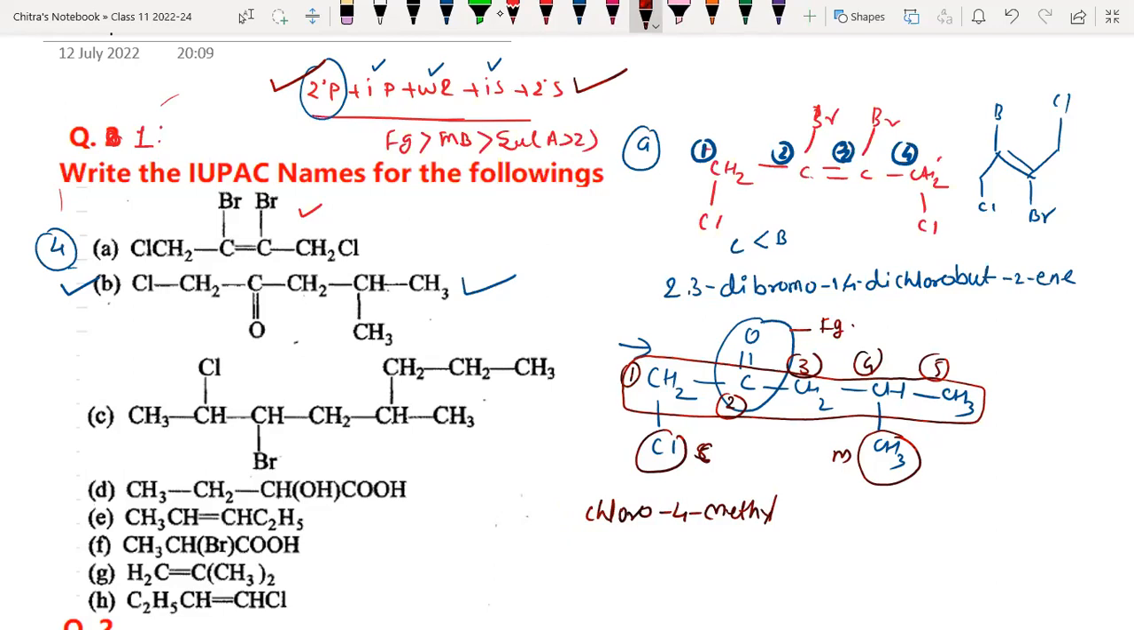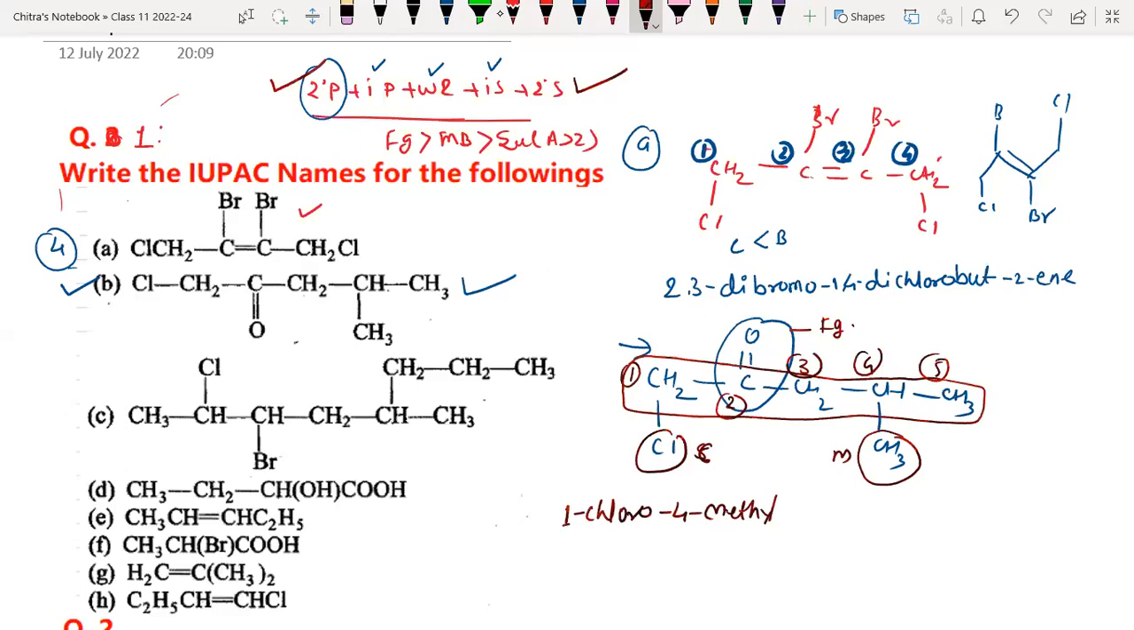Okay, so it's not compulsory to write one, right? Yeah, it is not necessary to mention. It may be chloro 4 methyl, that will also do. Okay, but if possible, do mention 1 chloro 4 methyl.